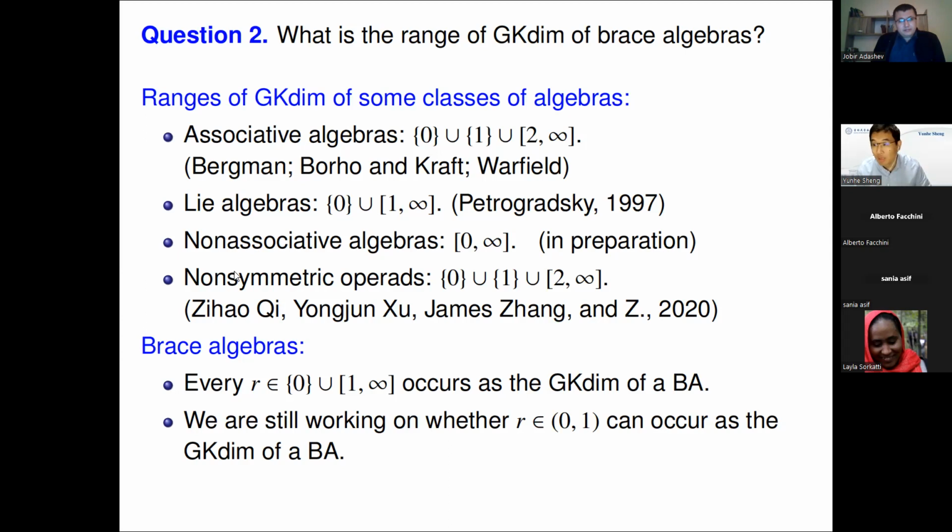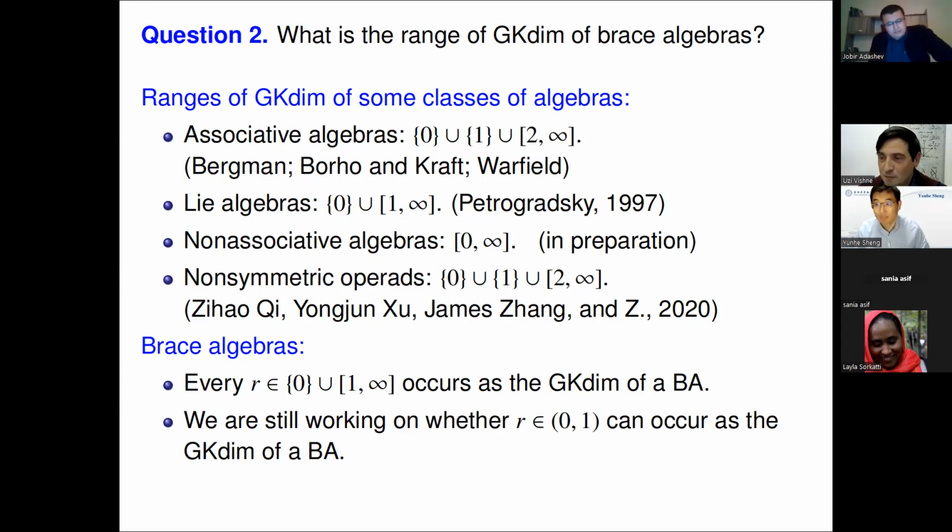Okay. Thank you. Are there any other questions? Yes, please. I also have a question. You constructed the brace algebras with arbitrary Gelfand-Kirillov dimension. It's maybe not a question, but a comment. It would be interesting to construct such algebras with some structural restrictions, for example, prime or simple or whatever, similarly to problems we had in associative and other algebras. Yes. Good point. Thank you.